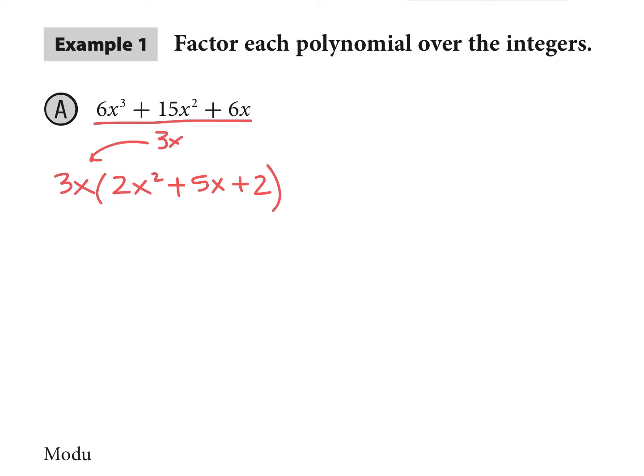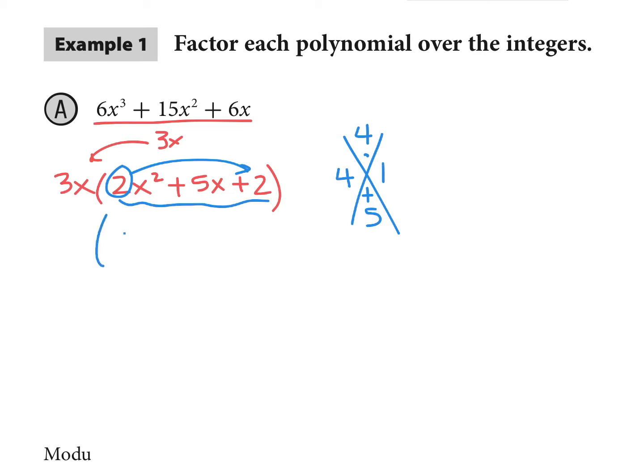And now I need to consider what is left inside. And so this left inside should make me think x game. I'm working my trinomial here. So I'm going to do two numbers that multiply to give me 4 and add to give me 5. And those are 4 and 1. And remember, because I multiplied by that 2, I'm going to need to divide by 2.